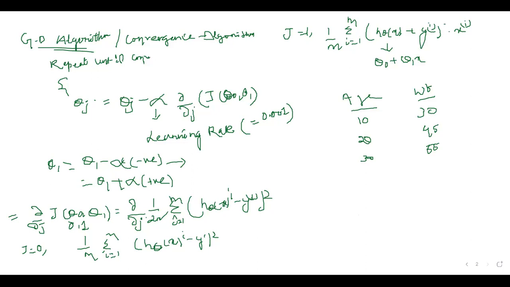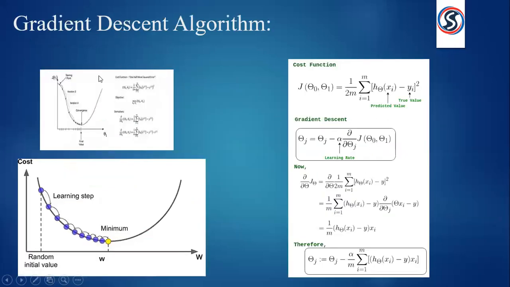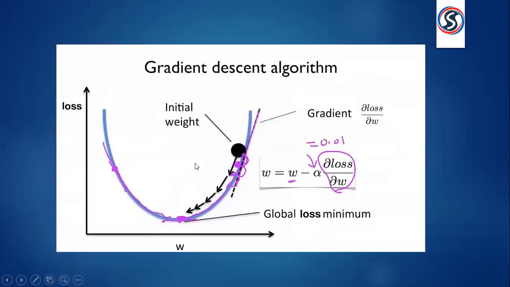Okay, so what I will do, I will just clear it and I will share to return to our slide. Okay, so this is my gradient descent, this is my cost function. Okay, now here I have also given the formula.